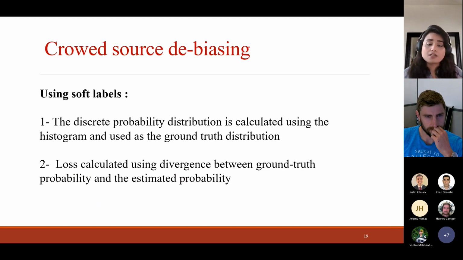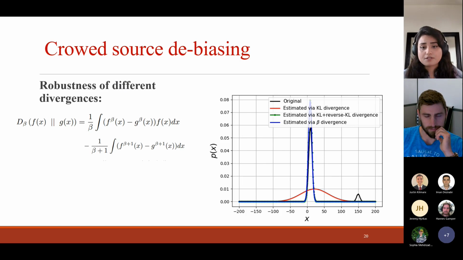We also tried soft labels. For generating soft labels, we first calculated a probability distribution using the raters' annotations, and then we calculated the loss using the difference between this ground truth probability and the estimated probability using different divergences. So we used 3 different divergences: KL divergence, reverse KL, KL plus reverse KL divergence, and beta divergence.